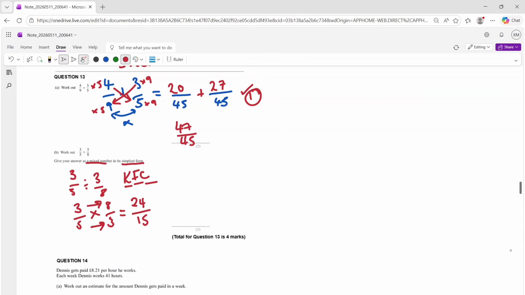So how many 15s go into 24? Well, that's 1. And then what have I got left over? I've got 9 15ths left over. That is still not in its simplest form because I can divide 9 and 15 by 3. So I end up with my final answer of 1 and 3/5, because 9 divided by 3 is 3 and 15 divided by 3 is 5. I'm going to rub that 5 out because it doesn't look very clear there. And that's it for question 13.